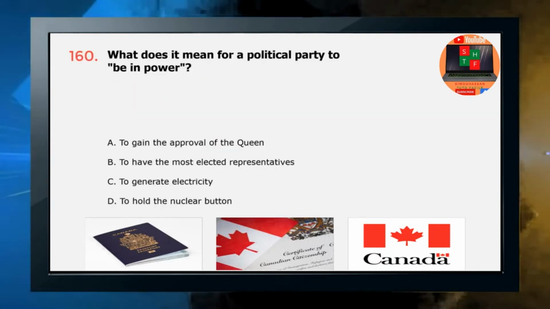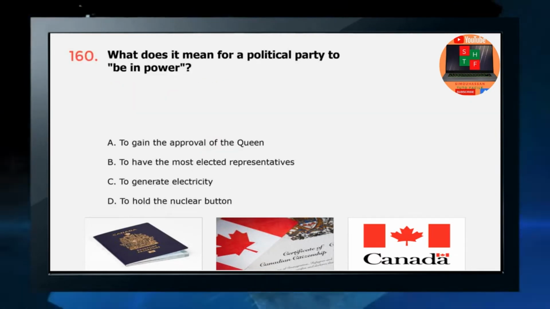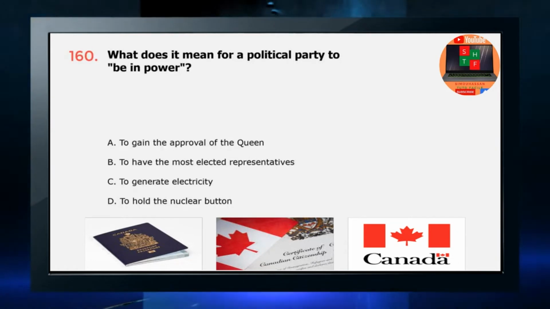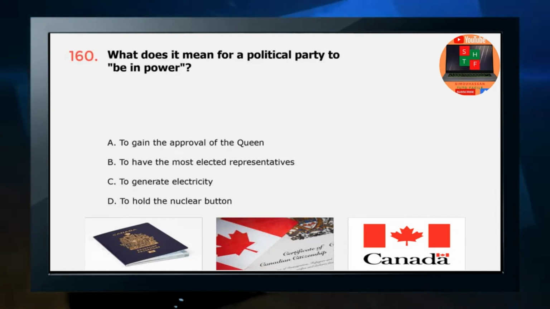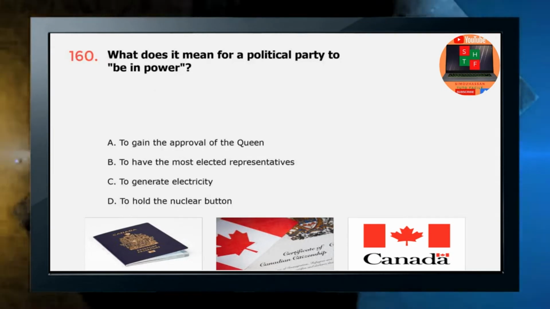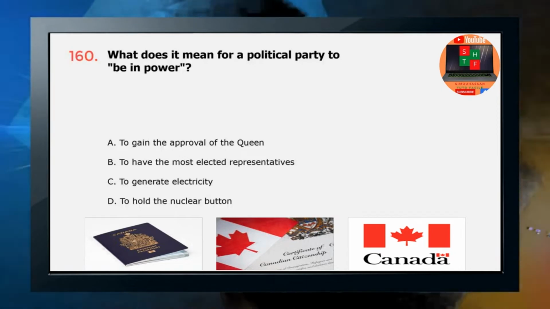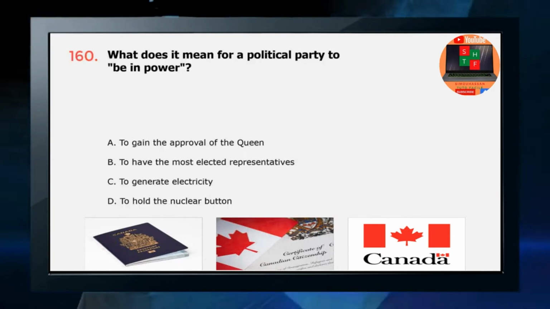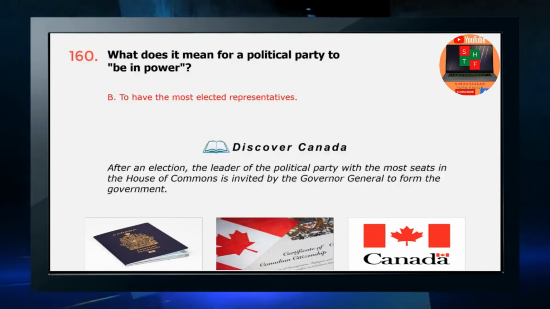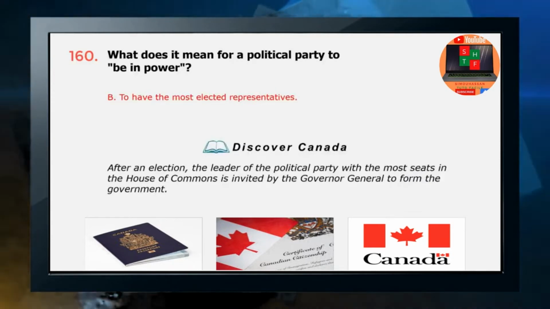Question 160. What does it mean for a political party to be in power? A. To gain the approval of the Queen. B. To have the most elected representatives. C. To generate electricity. D. To hold the nuclear button. The answer is B. To have the most elected representatives.